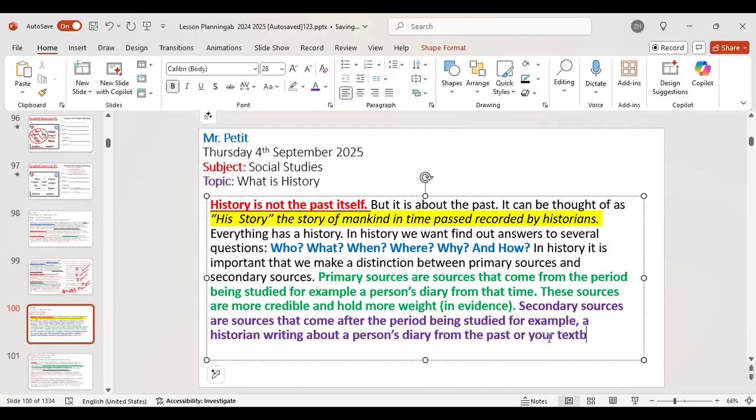So your textbook, anyone have a textbook on social studies? Yes, sir. So your textbook is a secondary source. It was written after the time period. It's there to give you more information. It's not the real source, but it's information after that time period. Okay, that's a secondary source. It comes afterwards.